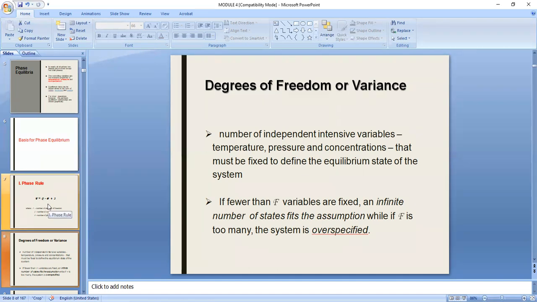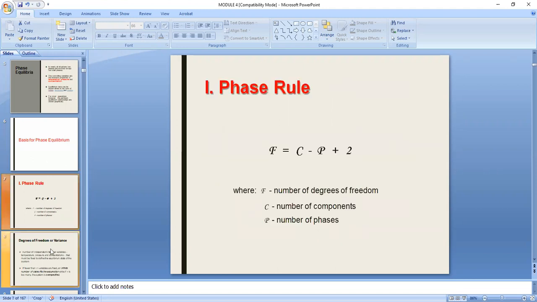The number of degrees of freedom or independent intensive variables really is equal to the computed value based on the phase rule.